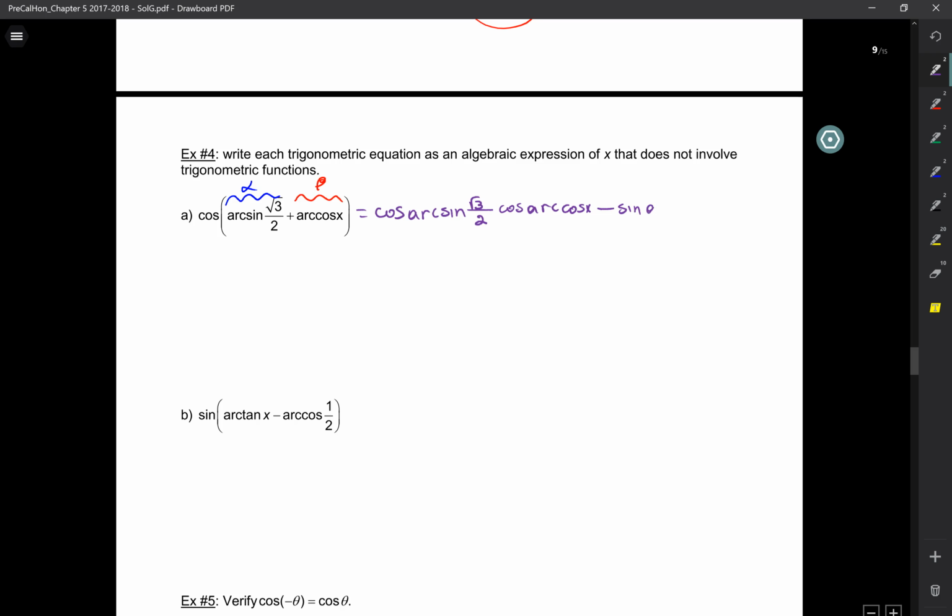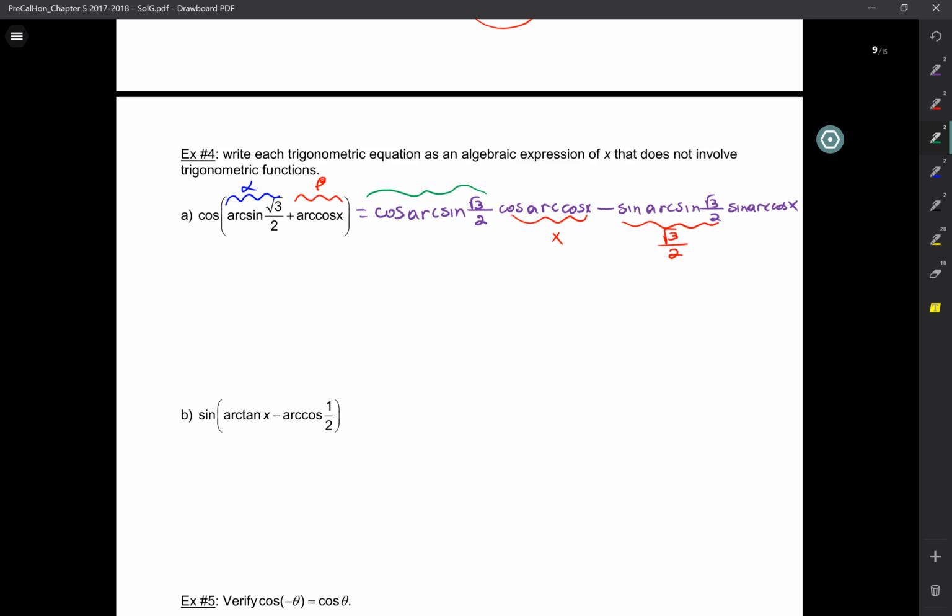minus sine and sine. Some things will simplify now. So if we go through, cosine and arc cosine of x just give us x. Sine, arc sine of root 3 over 2 is just root 3 over 2. Okay, let's take a look here. I have cosine of arc sine of root 3 over 2.